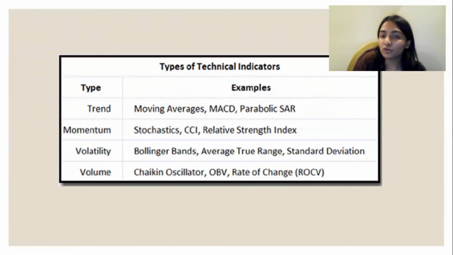These are the four types of technical indicators that exist. First one is the trend indicator, then we have the momentum indicator, then the volatility indicator, and lastly the volume indicator. So let's go through each one of them.